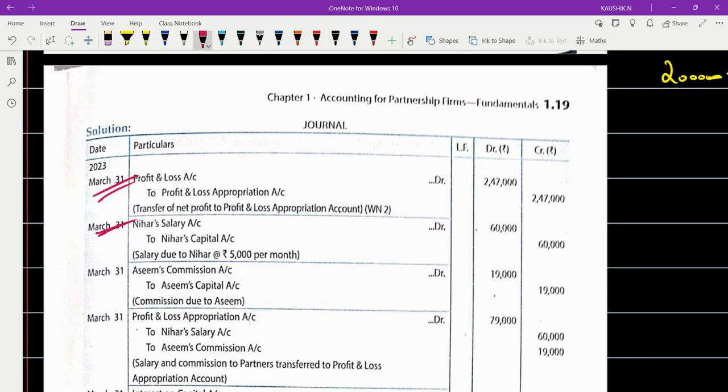Then for the commission, the commission also will go to the partner's capital, so it goes to the credit of partner's capital. So Asim's commission account is debited to Asim's capital account. Any doubt in the first three journal entries?